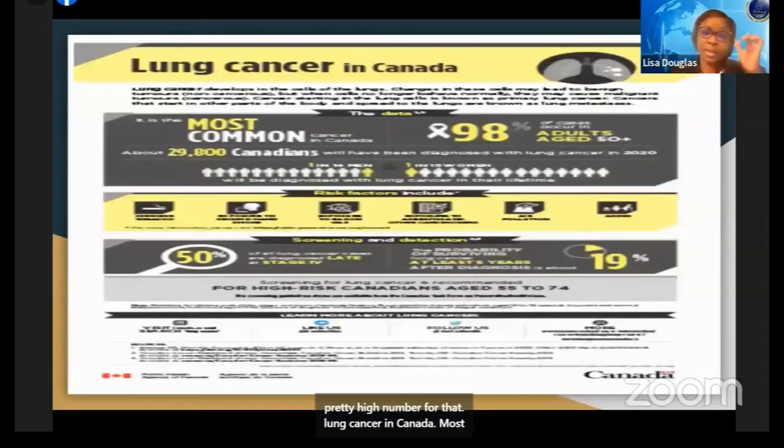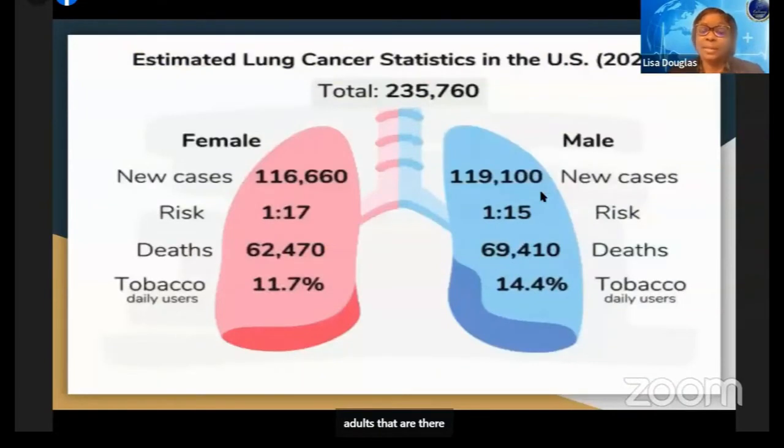Lung cancer in Canada. The most common cancer in Canada would be lung cancer. Estimated lung cancer statistics here in the US: new cases, you see the percentage amongst female versus male. Females are getting up there, so a lot of women are smoking a lot, and a lot of women are being exposed to a lot of the carcinogens as well, and the risk factors, as well as the deaths.